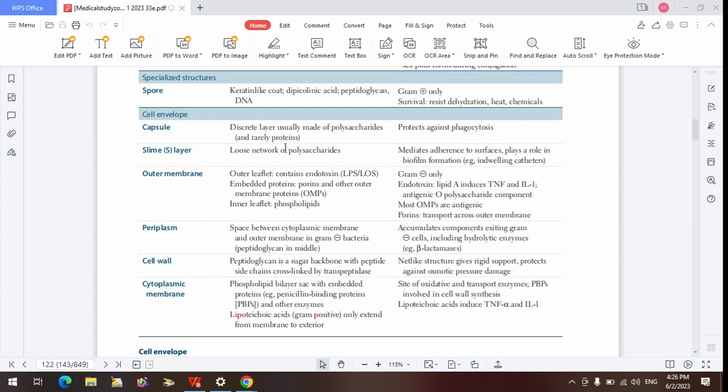But macrophages cannot directly attack a cell that is encapsulated. Once you have something that has a capsule, macrophages cannot go and attack it directly. We will shed more light on how macrophages can attack that kind of cell. So that's that about the capsule.